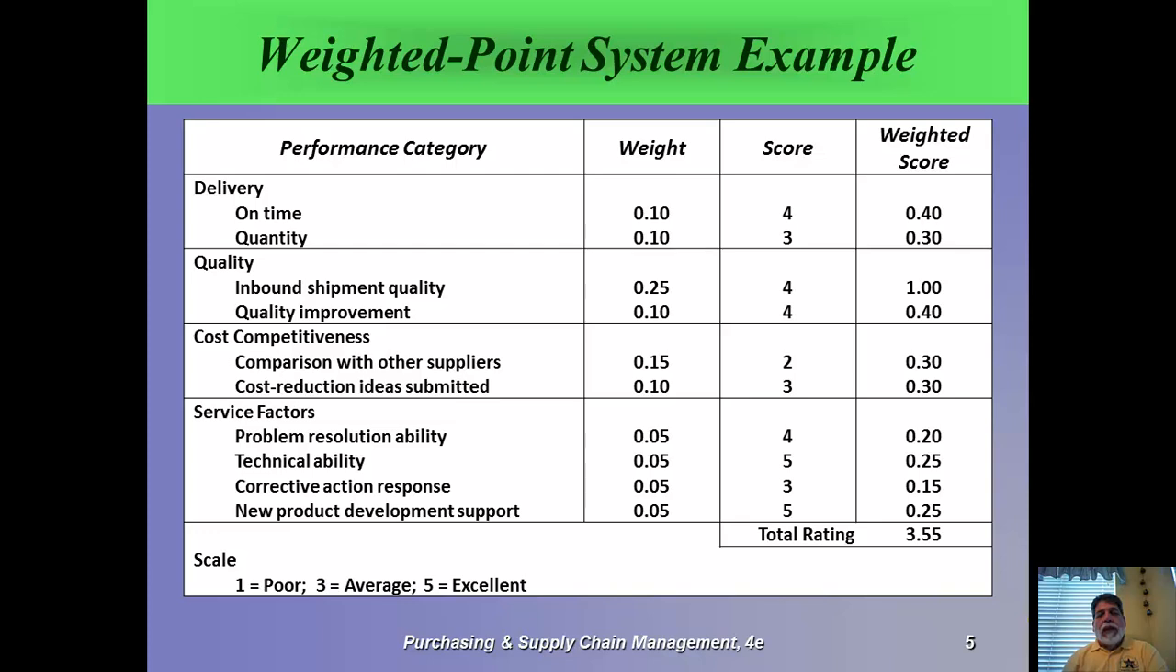You add it up, and notice this supplier came up with a 3.55, and you want to write it down someplace. Well, it does at the bottom, and the scale says 1 equals poor, 5 equals excellent. So they are between average and excellent. Very good system. It's one that you can use very easily.